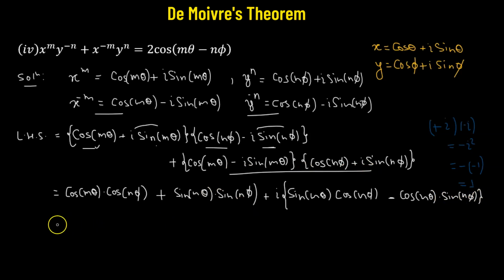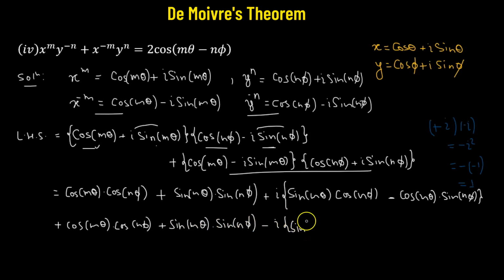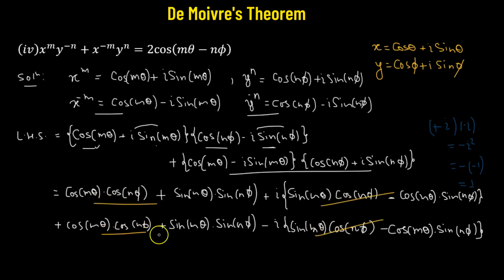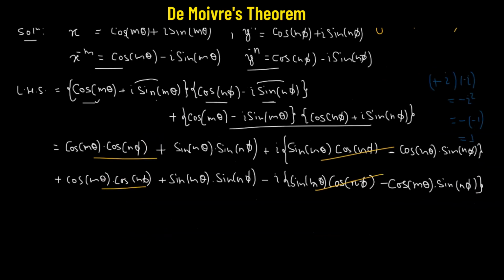Next, we'll multiply this expression, which should give us cosine of m theta times cosine of n phi plus sine of m theta times sine of n phi, minus iota times sine of m theta times cosine of n phi minus cosine of m theta multiplied to sine of n phi. Now clearly the second term and the fourth term go away, and the first term and the third term are exactly the same. So this will be equal to 2 times cosine of m theta times cosine of n phi. This will be added to sine of m theta times sine of n phi.